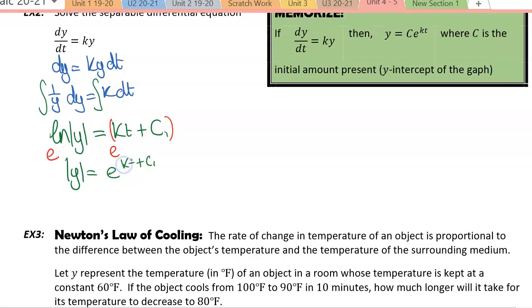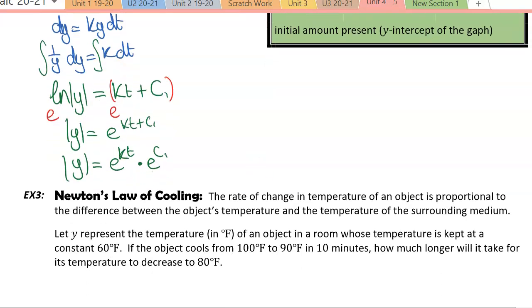I've got c sub 1 there just to distinguish it from the c that we're going to end up with. Just notation. Okay, so we can write this as e to the kt times e to the c sub 1. Who knows what e to the c is going to be, but we just know that it's a constant of some description. So we can write that as the absolute value of c times e to the kt, and then y equals plus or minus c e to the power of kt.